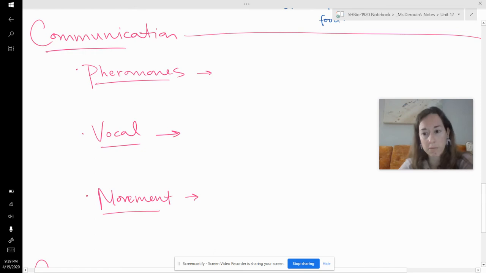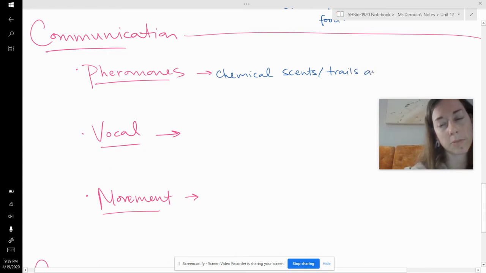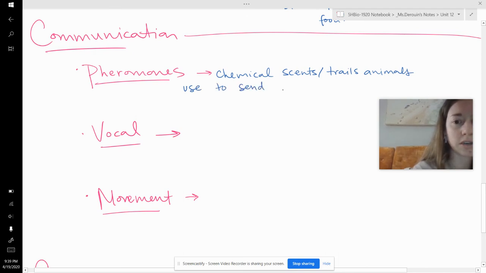One way that animals can communicate is using pheromones. Pheromones are chemicals. I'll say scents slash trails animals use to send messages to each other.